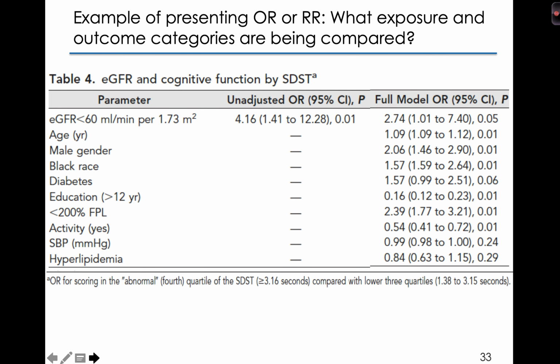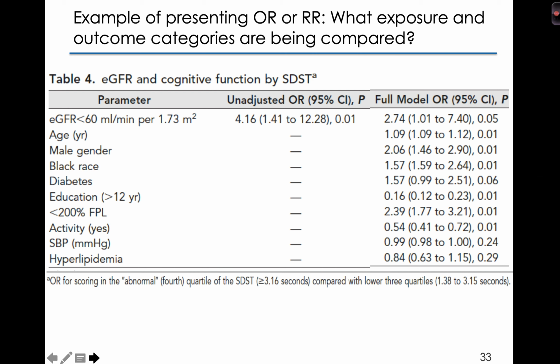Okay, and here's another example of a table presenting odds ratios. This is one that I'm going to use as my, I'm sure this is a perfectly good paper with perfectly good data, but the way they've structured their table and the way they've presented it, I'm not a fan of, I'll put it that way. So if we look over at the right, they have the full model, the odds ratio, 95% confidence intervals, and P. So the first row of the table says EGFR less than 60 mils per minute per whatever that means.